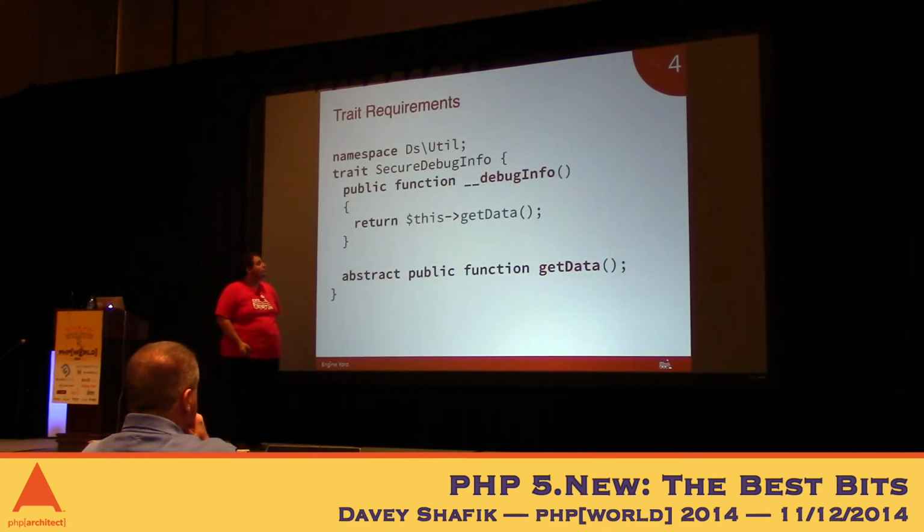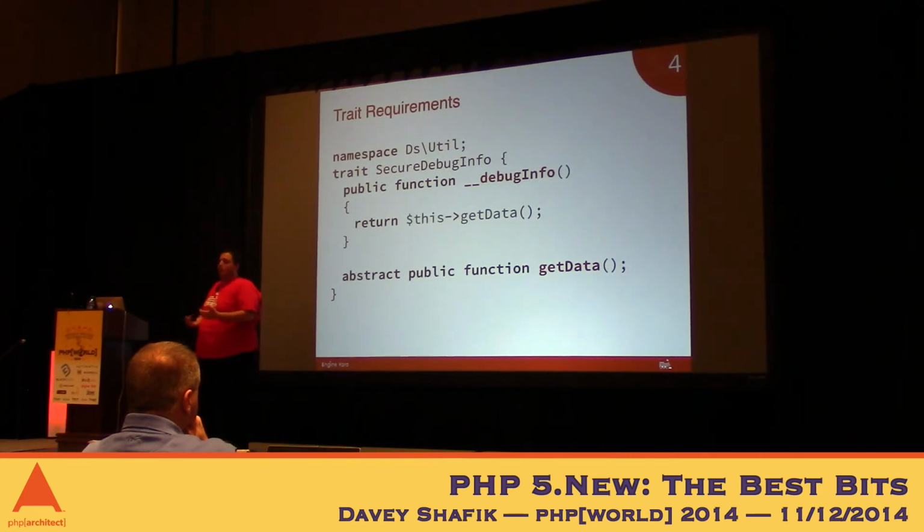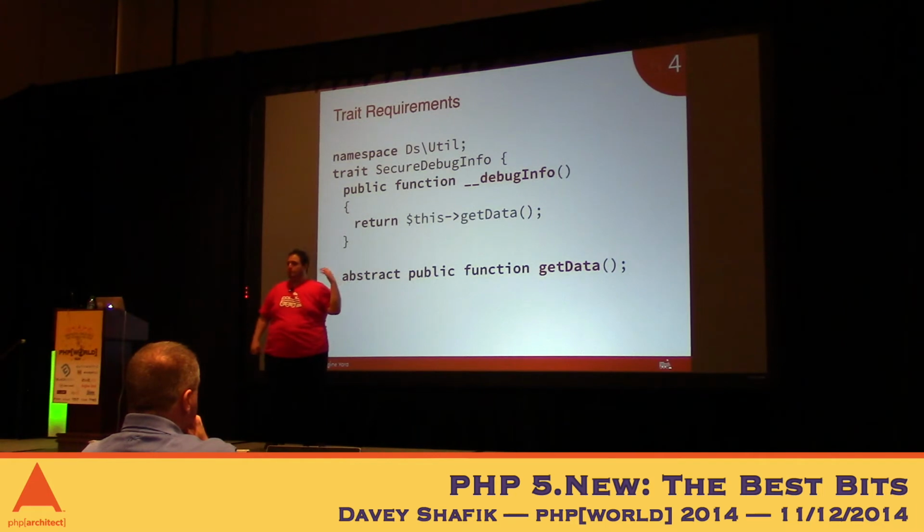As I mentioned, you can do requirements. So in this case, public function debug info, I've decided that I want to have this get data, so I'm not going to do it manually. I want the class that's implementing the trait to define that method. So I define that as an abstract public function get data. Anywhere we use this trait, it's going to complain if you don't have a get data method.